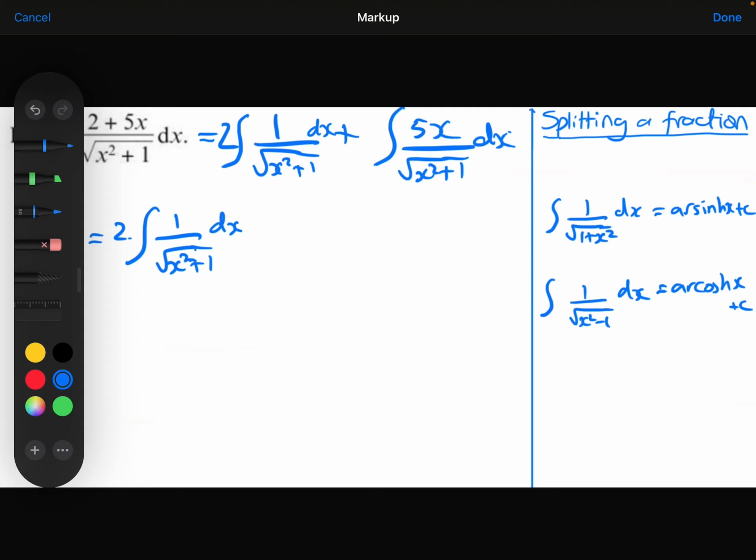I'm going to take the 5 outside, and I'm going to rewrite this as x times (x squared plus 1) to the power of minus 1/2. All I've done there is I took the 5 outside, and I have moved all of this to be on the numerator, hence why it's a minus power, and the power is obviously 1/2 because it's a square root. So this is nearly the derivative of this. I just need an extra 2 at the front. So let's put that 2 in.